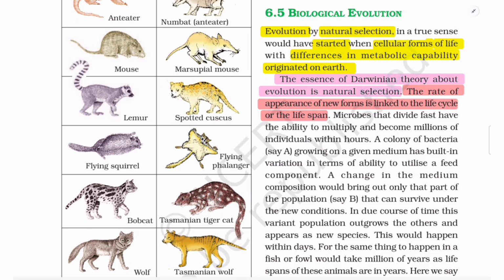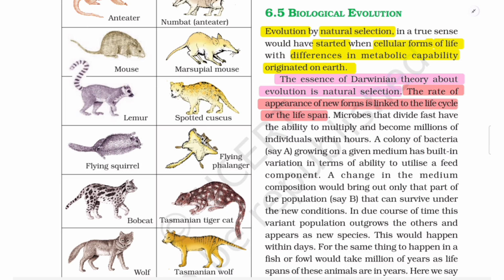6.5 Biological evolution. Evolution by natural selection in a true sense would have started when cellular forms of life with differences in metabolic capability originated on Earth. The essence of Darwinian theory about evolution is natural selection. The rate of appearance of new forms is linked to the life cycle or the lifespan. Microbes that divide fast have the ability to multiply and become millions of individuals within hours.